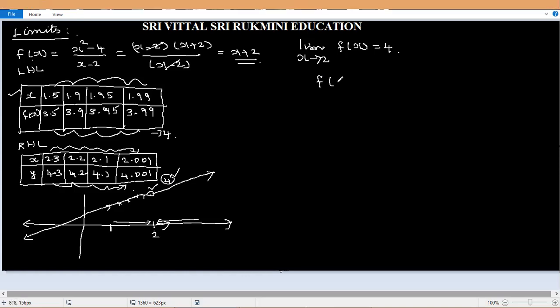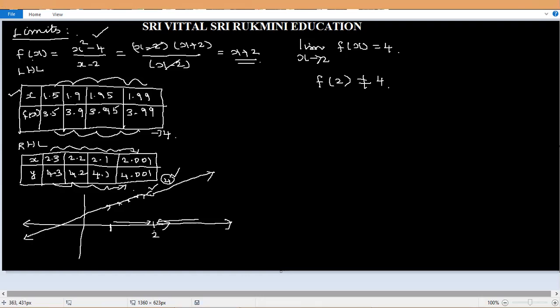f of 2. When I take f of 2, it is not equal to 4, because the real function is x square minus 4 by x minus 2. In the graph, I have explained only x plus 2, but the function is x square minus 4 by x minus 2. If you apply the value 2 here, it becomes 4 minus 4, 0 by 0, which is an indeterminate form. So there is a hole. It does not have any value at x equal to 2.